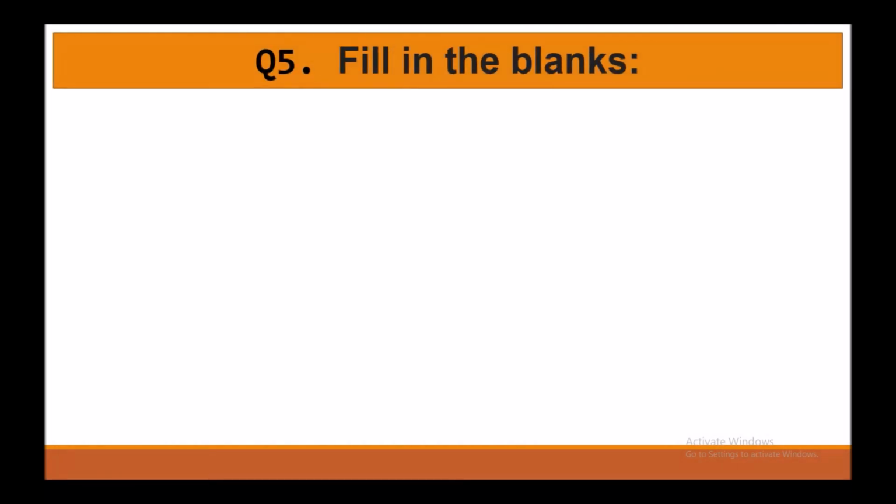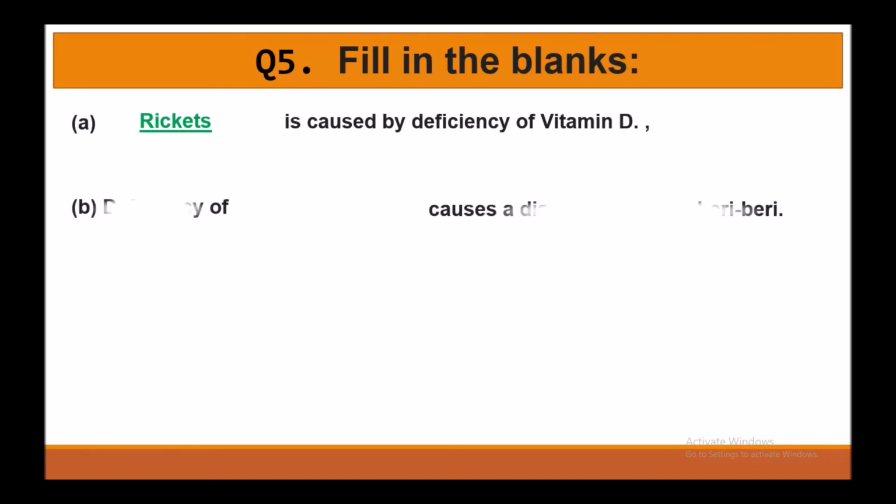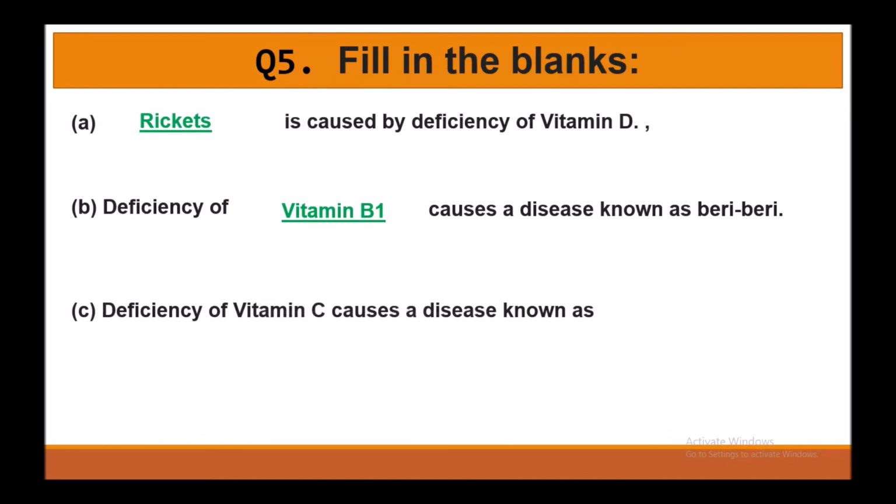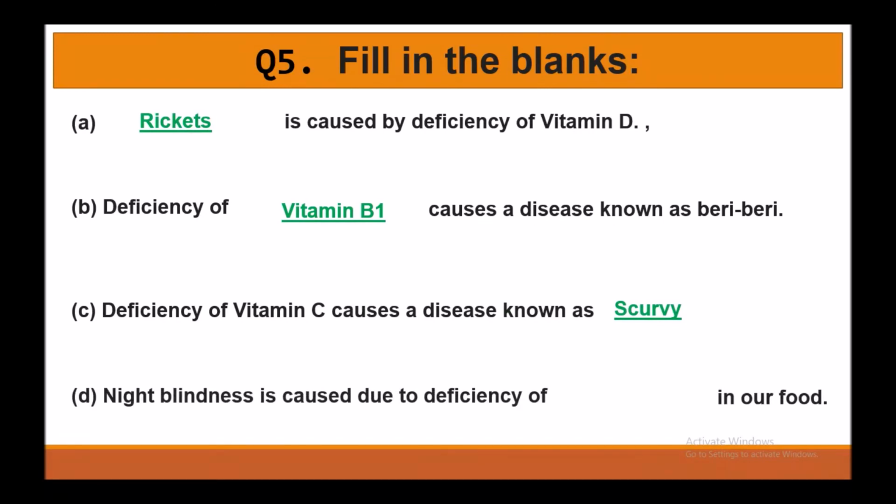Question 5. Fill in the blanks. Dash is caused by deficiency of vitamin D. The answer is rickets. Deficiency of dash causes a disease known as beriberi. The answer is vitamin B1. Deficiency of vitamin C causes a disease known as scurvy. Night blindness is caused due to the deficiency of dash in our food. Vitamin A.